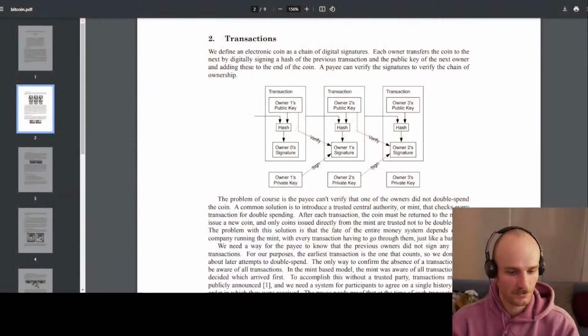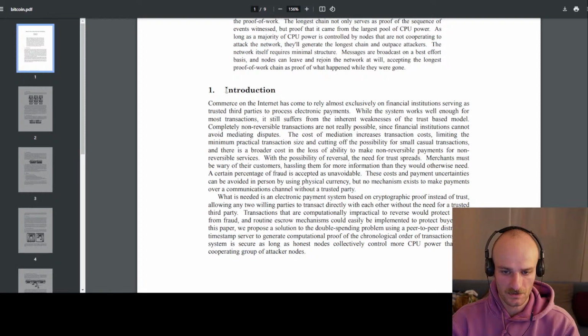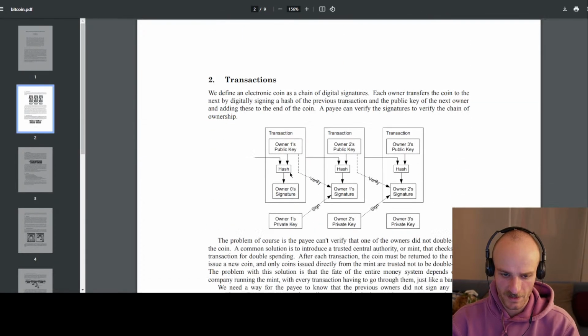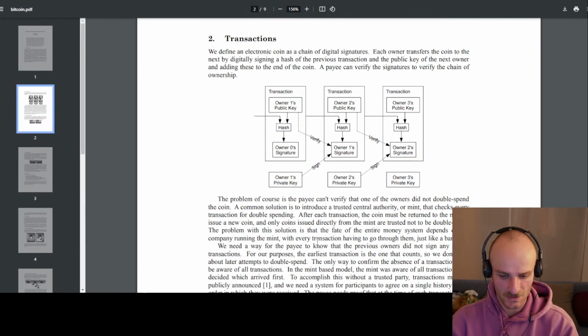We continue with the Bitcoin white paper. In the last video, we had a look at the introduction, and now we will continue with the concept of transactions in this protocol.